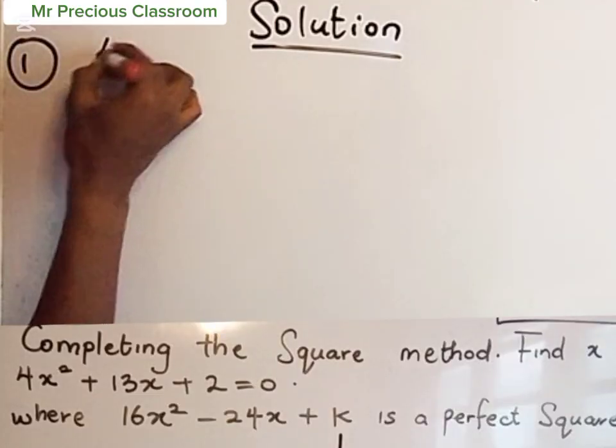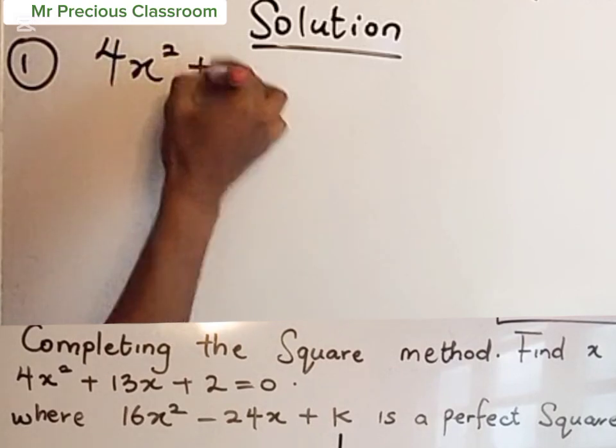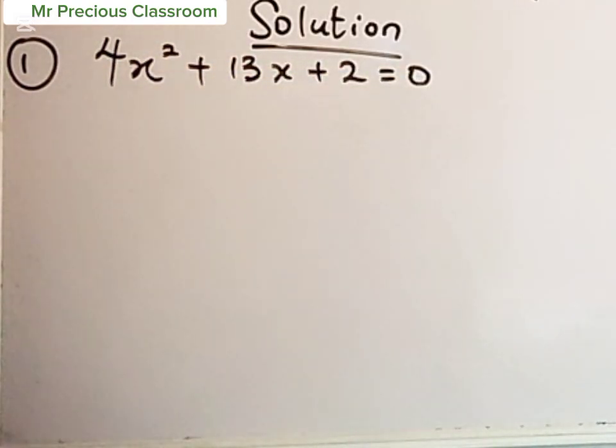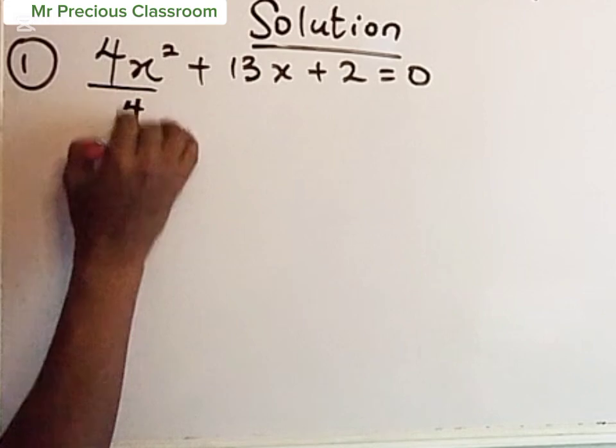We have 4x squared plus 13x plus 2. Now I said that before we do anything in the completing the square method, the coefficient of x squared has to be 1. How can we make it 1? By dividing through by whatever the coefficient of x squared is. In this case, the coefficient of x squared is 4. So we are going to divide through by 4.